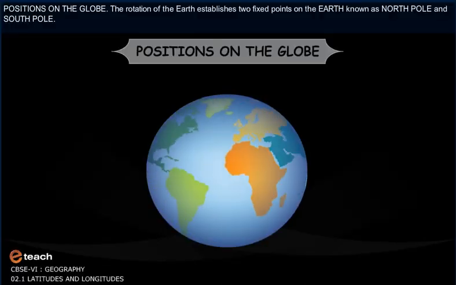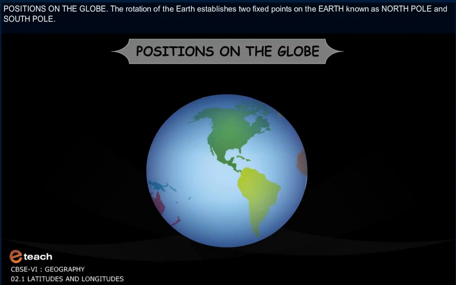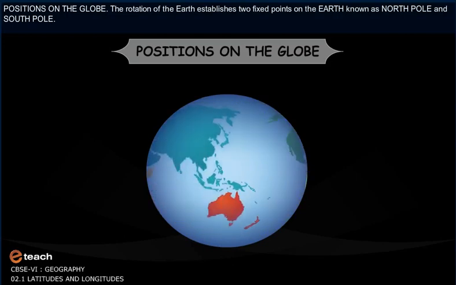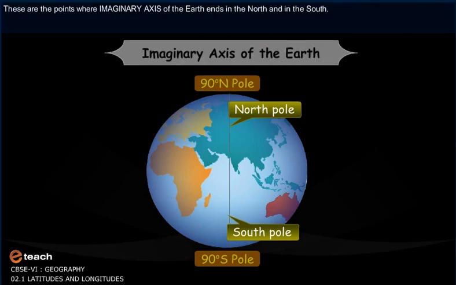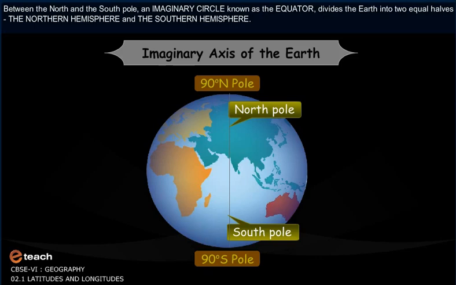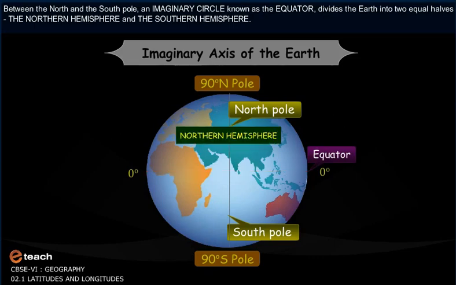Positions on the globe. The rotation of the Earth is known as the North Pole and South Pole. These are the points where the imaginary axis of the Earth ends in the north and in the south. Between the North and the South Pole, an imaginary circle known as the equator divides the Earth into two equal halves, the northern hemisphere and the southern hemisphere.